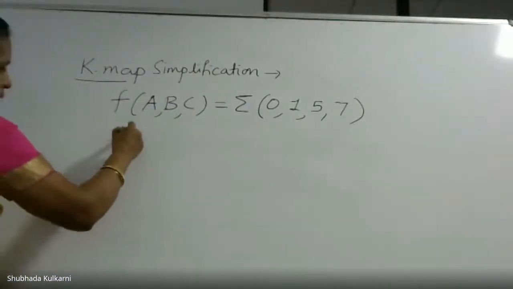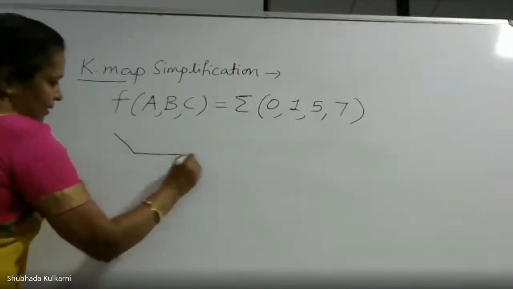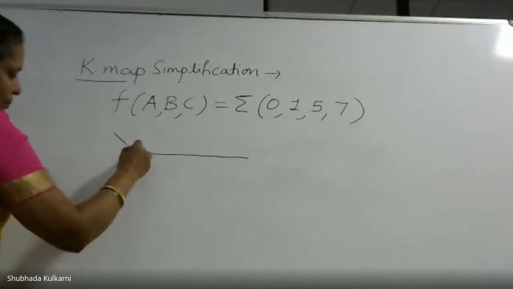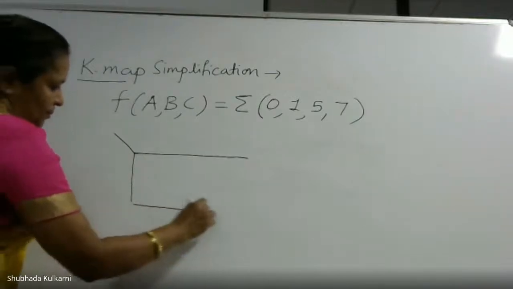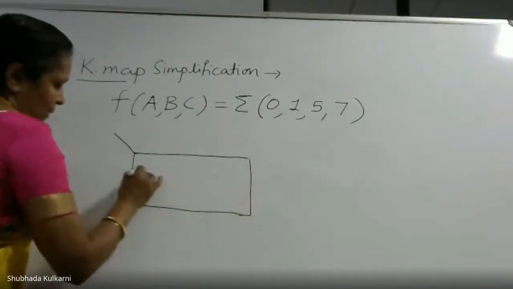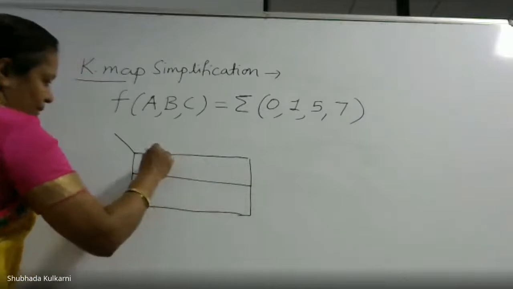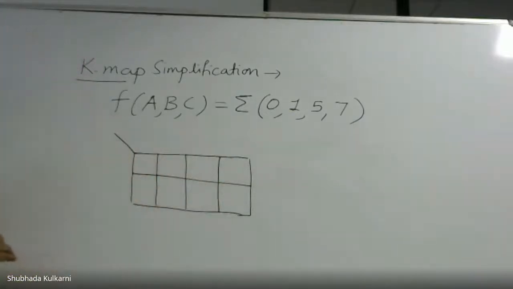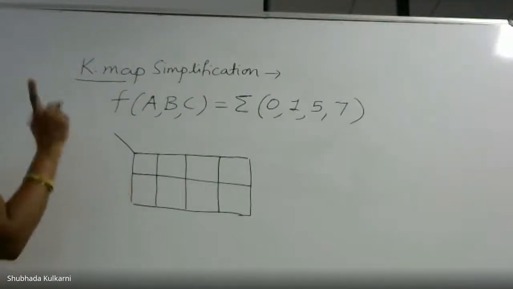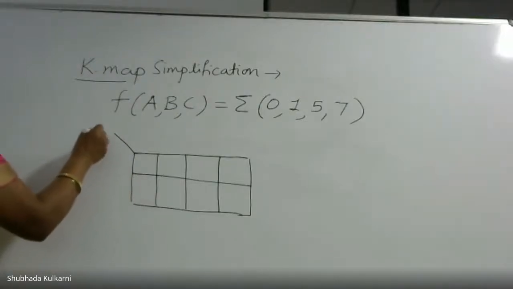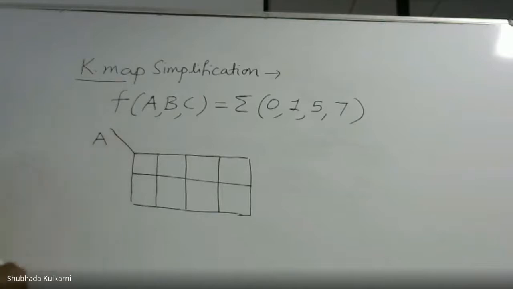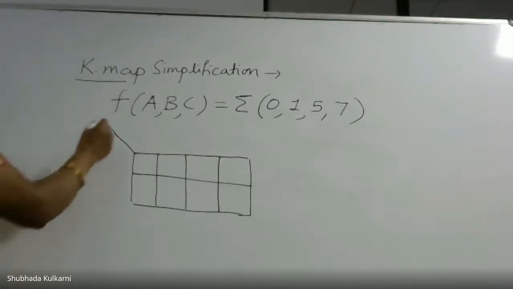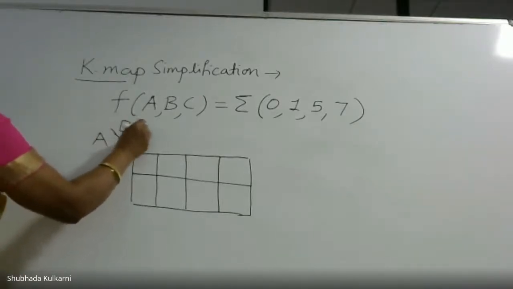Now here you have to draw one slanted line, and put the rows and columns. So in one approach, I have taken 2 rows and 4 columns. And I hope this map or table is visible to you. Now out of 3 variables A, B, C, here only 2 rows, 2 raised to 1 is 2. So A variable I will take this side, and BC variables I will take column side.